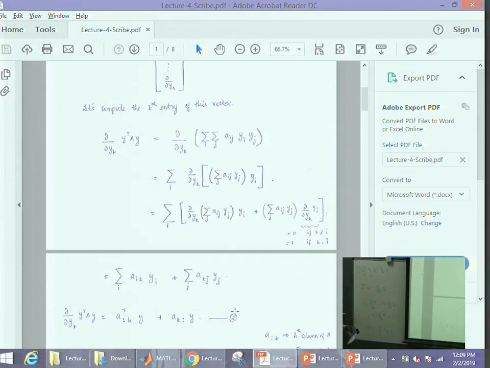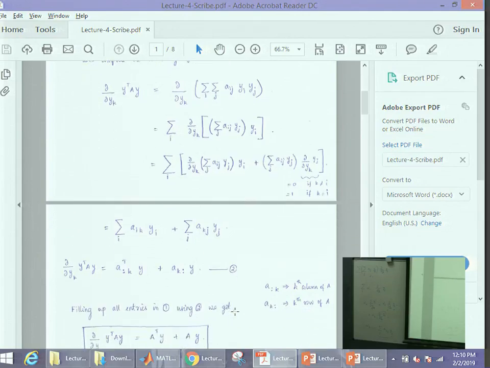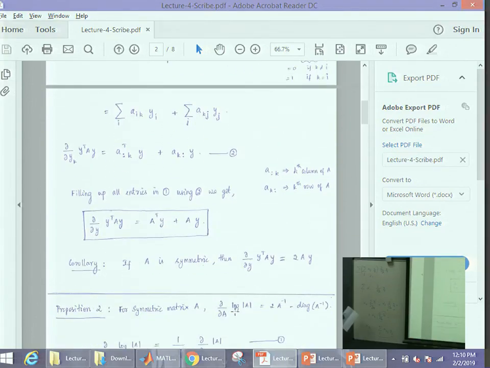For the first element, it is nothing but the first row multiplied by y plus the first column multiplied by y. For the second entry, it is the second row multiplied by y plus the second column multiplied by y, and so on. So you fill up the final answer with all these things, and finally you get nothing but A transpose y plus A y. Okay. Just in element form I have written here, and here I have written it in vector form. That's the difference.